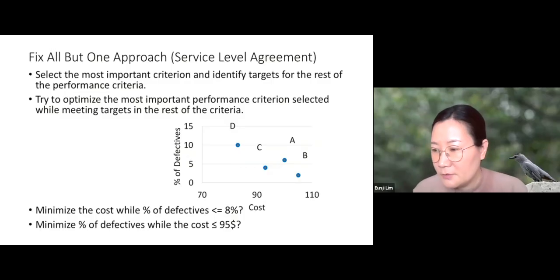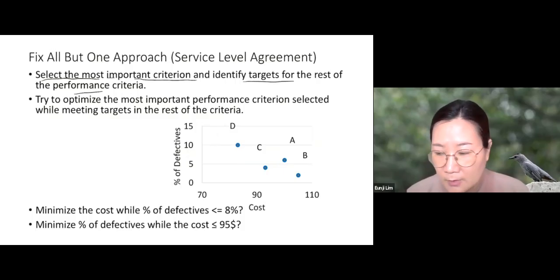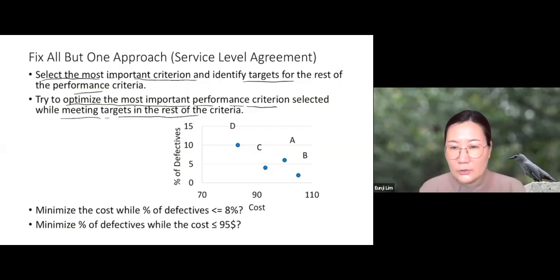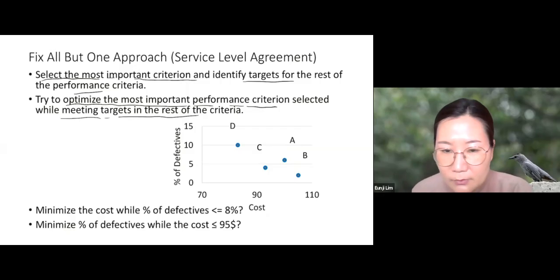In this approach, we're going to select the most important criterion and identify targets for the rest of the performance criteria. And we're going to try to optimize the most important performance criterion selected while meeting the targets in the rest of the criteria. So let's look at the previous example.